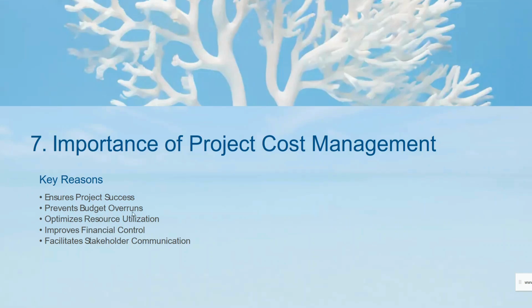After that, optimize resource utilization. Effective cost management ensures that the resources are used efficiently, and that waste is minimized or reduced. Second last, we have improved financial control. The cost management processes provide the project managers with the tools to track and manage project cost, ensuring that the project stays on budget.